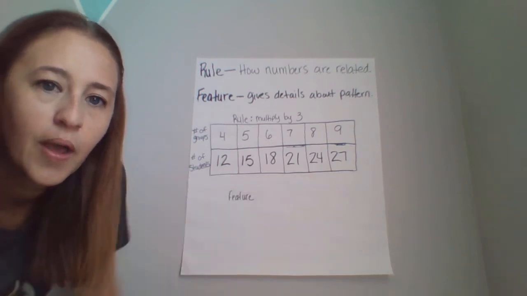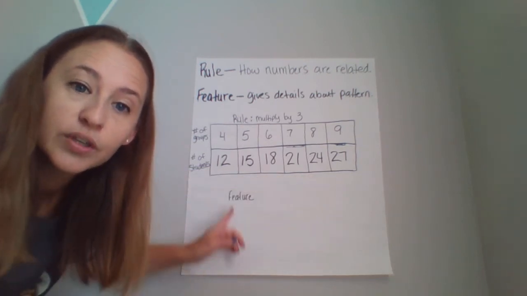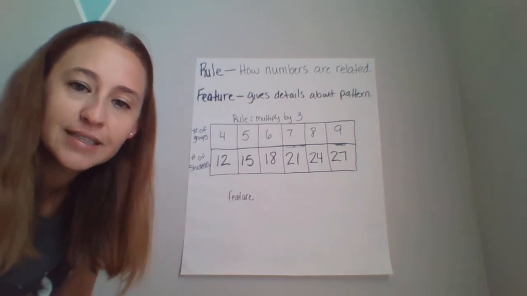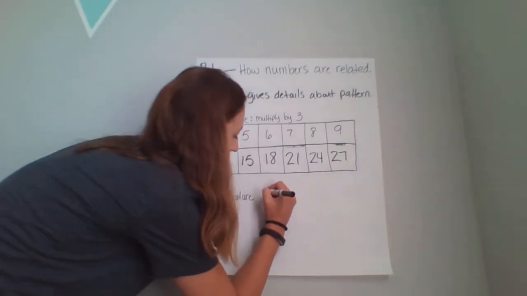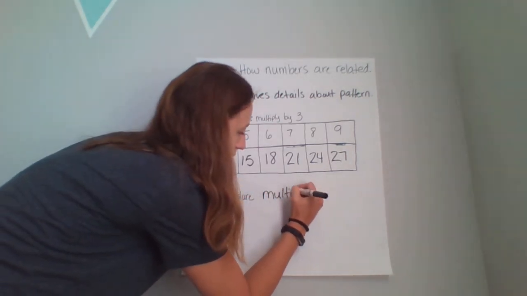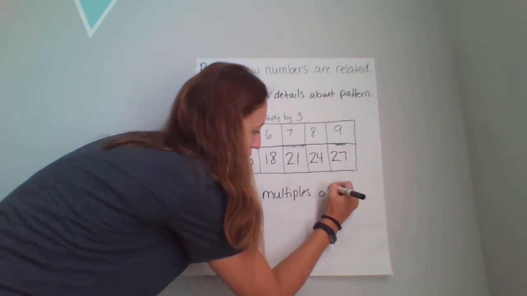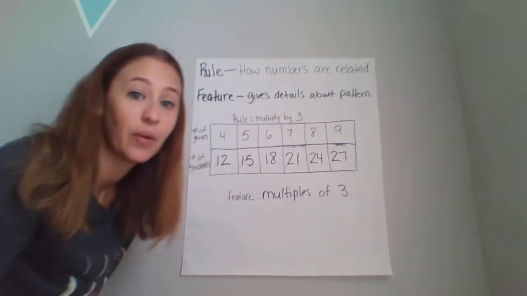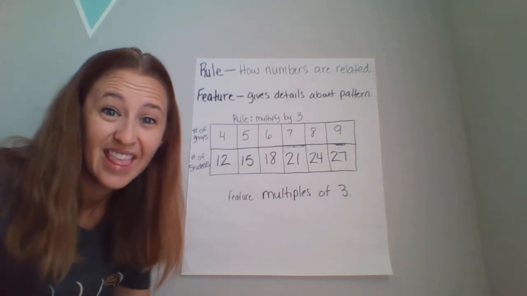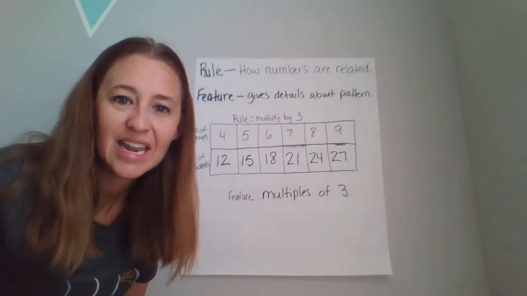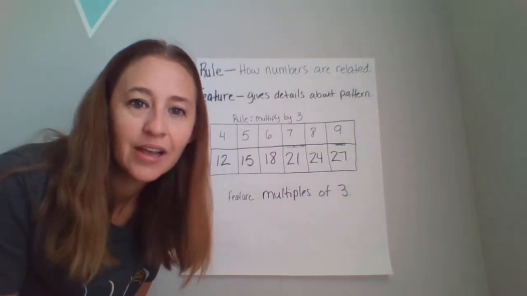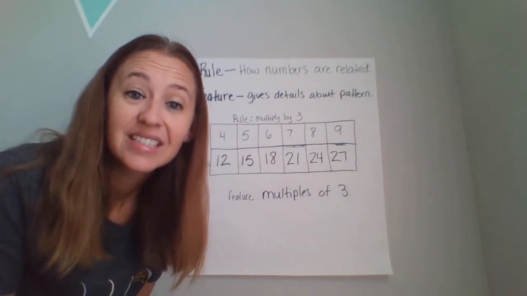Can you see a pattern here in these numbers? They're all multiples of 3, which is going to be our feature for this table. They are all multiples of 3. Now I know what you're thinking. Miss Lukey's, this is way too easy. It's got to get more difficult. And I'm here to tell you, it doesn't. This is as hard as it gets.